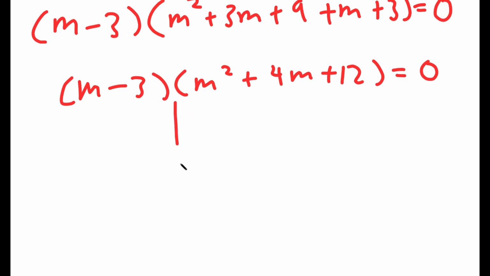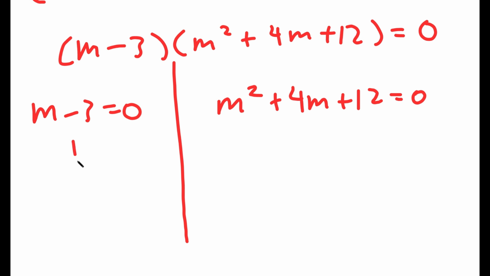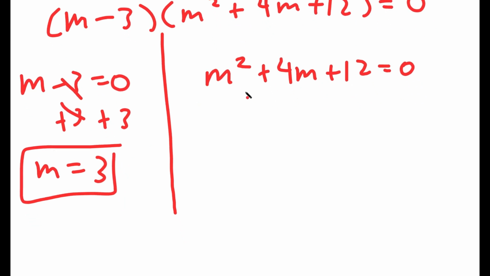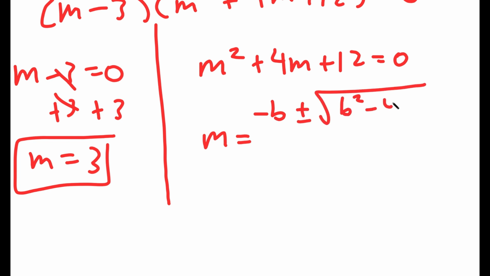So now I have two equations here. I have m minus 3 is equal to 0, and m squared plus 4m plus 12 is equal to 0. So for m minus 3 equals 0, all we have to do is add 3 on both sides, and we get m equals 3. So this is one solution. And for m squared plus 4m plus 12 equals 0, I can use the quadratic formula to solve this because this is a quadratic equation.